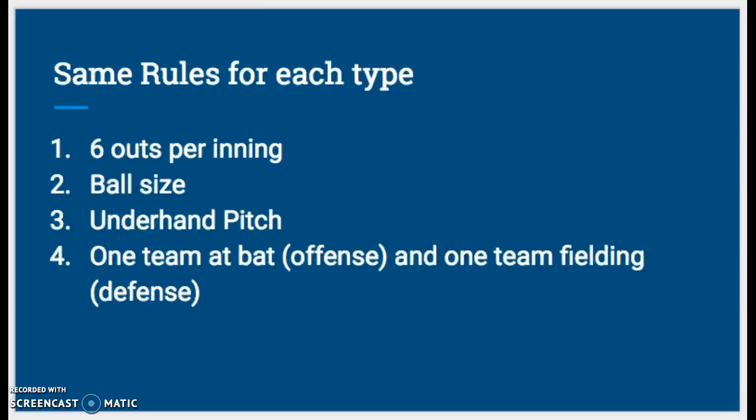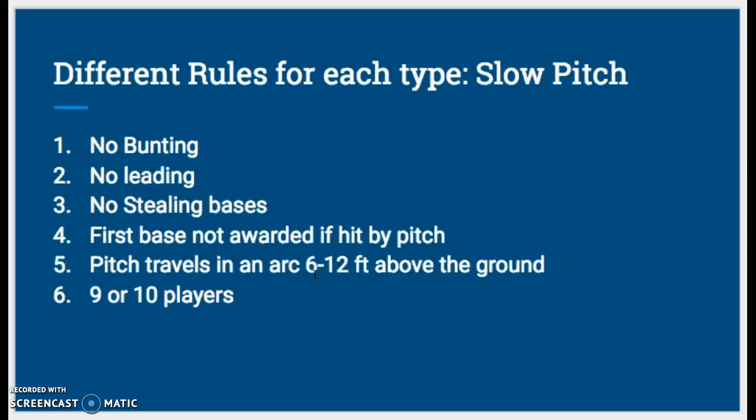Each type has 6 outs per inning, so 3 outs per team, just like in baseball. The ball size is the same. Sometimes slow pitch has a different size ball, but for the most part the ball is the same size. They also both use an underhand pitch. There's also one team at bat, which is the offense, and one team on defense, which is the fielding.